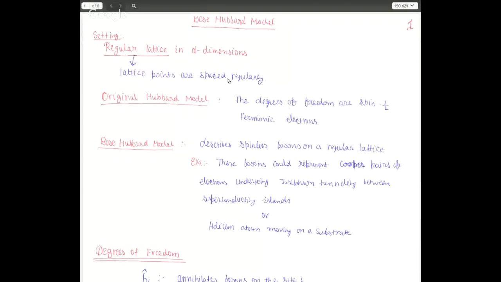So when we talk about a Bose-Hubbard model, basically we mean some kind of lattice model. The setting is that you have a regular lattice in D dimensions. And when I say regular lattice, it basically means that the lattice points are spaced regularly. There are many kinds of lattice-based models, like the Hubbard model, the Bose-Hubbard model, or a recent model by my guide, which is called the Jaynes-Cummings-Hubbard model, and so on.